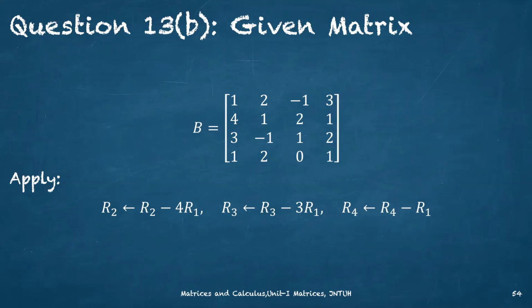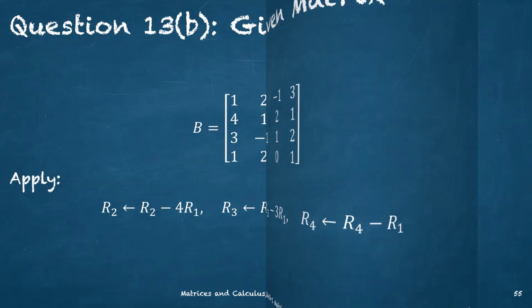Question 13b. In this question, we are given a 4 by 4 matrix B. To start simplifying it, we perform 3 row operations. First, we replace row 2 with row 2 minus 4 times row 1. Second, replace row 3 with row 3 minus 3 times row 1. Third, replace row 4 with row 4 minus row 1. These operations aim to eliminate the entries below the leading element in the first column, helping us reduce the matrix toward echelon form to find its rank.